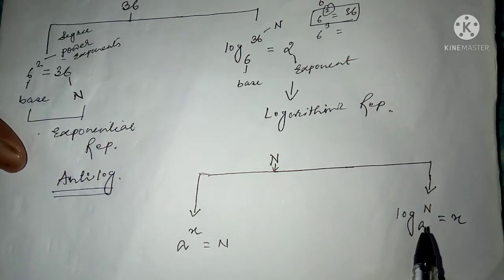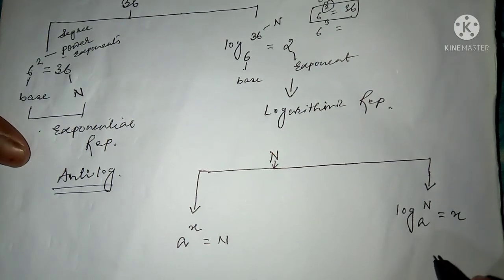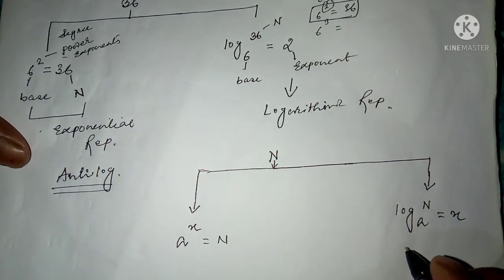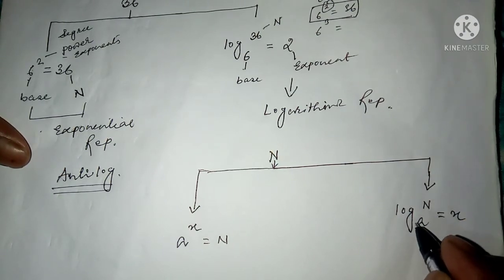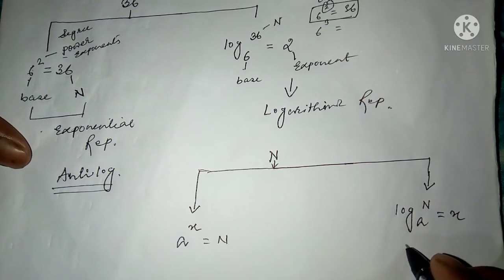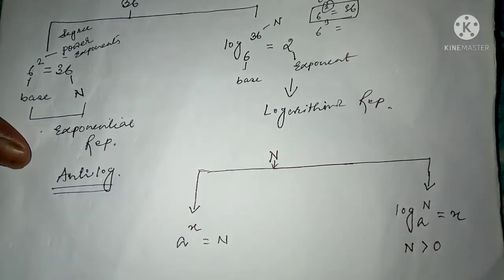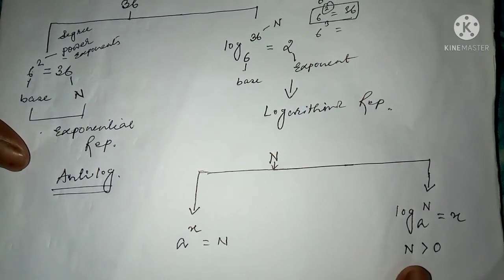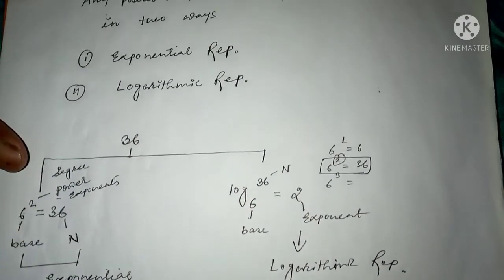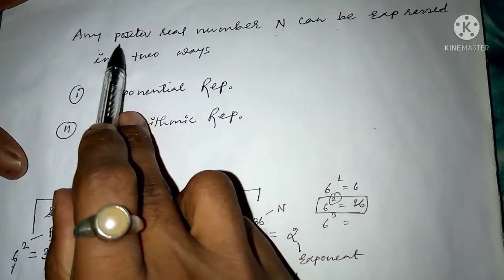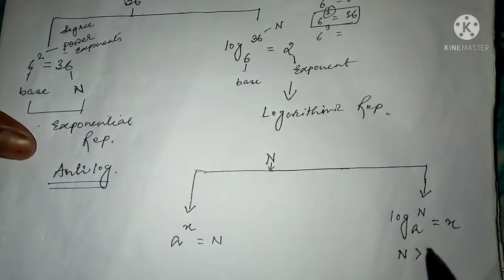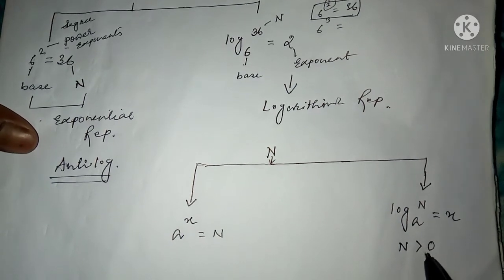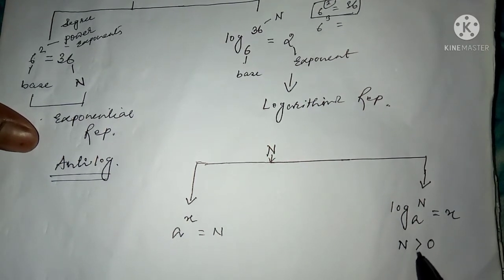Now here also a few restrictions are there. The restrictions are, okay, a to the power x equals n, that means log base a of n is equal to x. Here n must always be greater than 0. Okay, why must n be greater than 0? I will explain this later on. Here we have assumed any positive real number n, that means it must be positive. So if I accept any number less than 0, which will be negative, we are not allowed to accept negative numbers. Okay, I'll explain why it is not allowed.